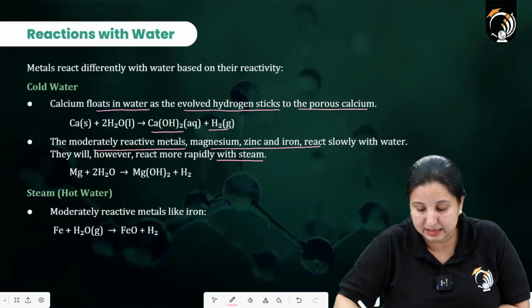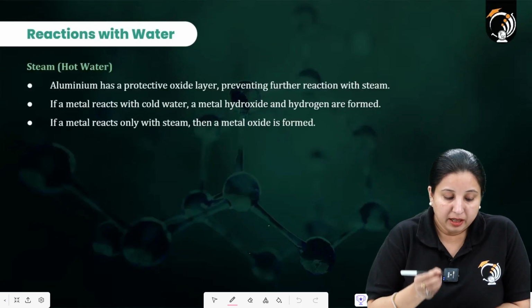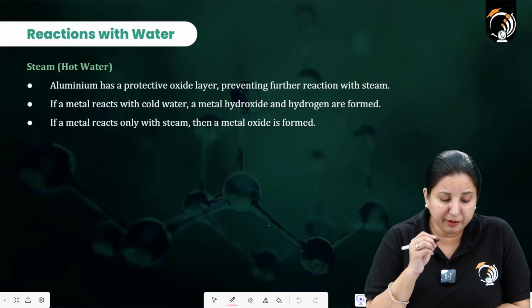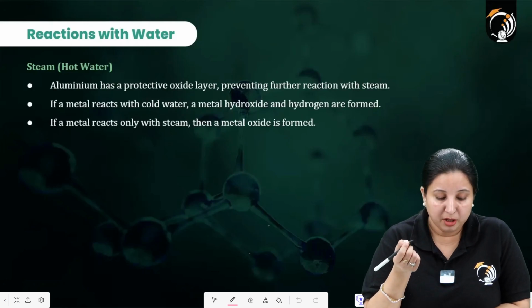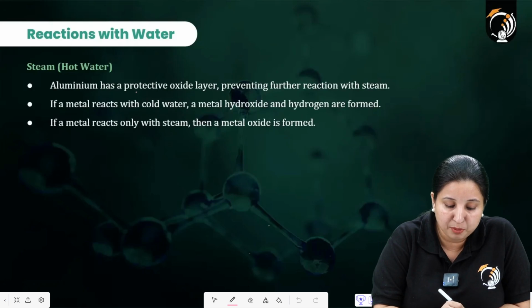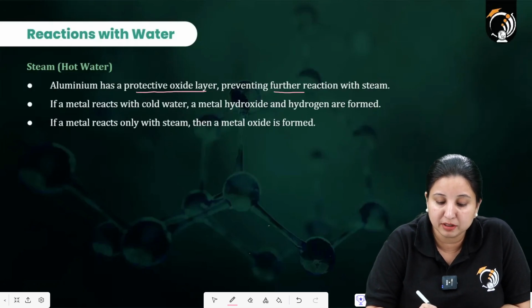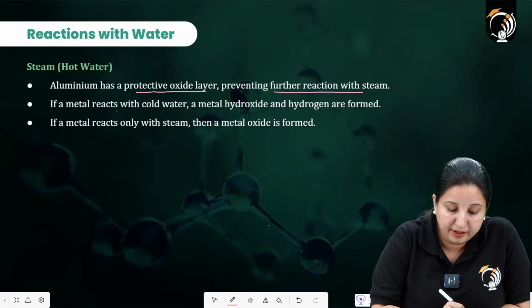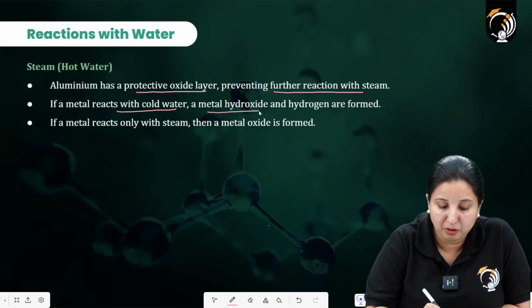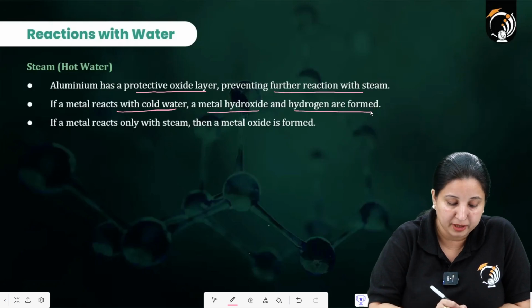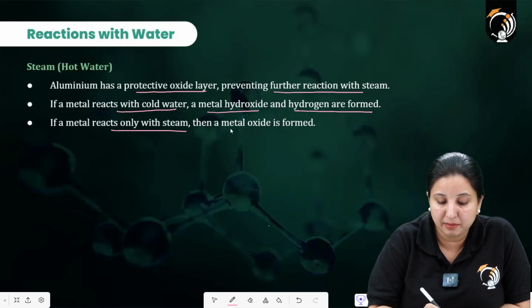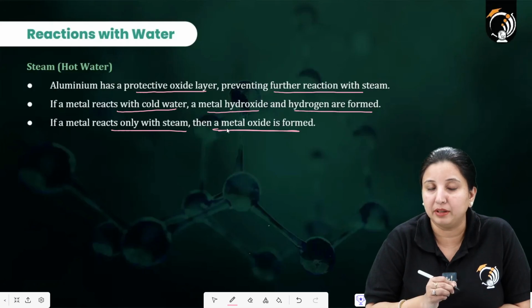hydrogen gas. Aluminium, if I talk about steam or hot water, has a protective oxide layer which prevents further reaction with the steam. If a metal reacts with cold water, a metal hydroxide and hydrogen gas are formed. If a metal reacts only with steam, then a metal oxide is formed over there.